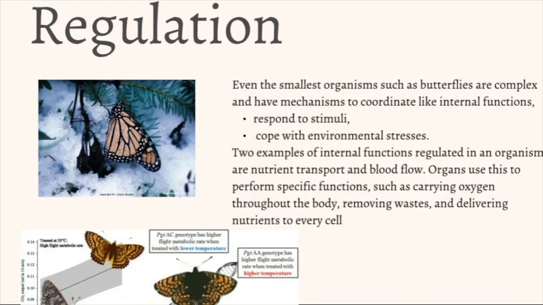For regulation, even the smallest organisms, such as butterflies, are complex and have mechanisms to coordinate internal functions, such as responding to stimuli and coping with environmental stresses, like when the weather gets colder or hotter, or when it's raining. Two examples of internal functions regulated in an organism are nutrient transport and blood flow. Organs use this to perform specific functions, such as carrying oxygen throughout the body, removing waste, and delivering nutrients to every cell.